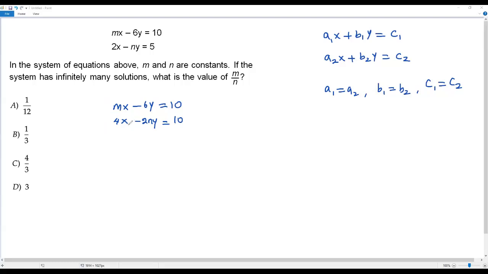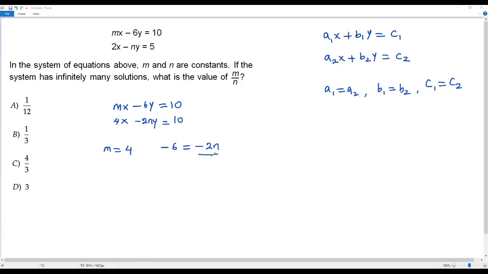So now this system has infinitely many solutions. Both equations must represent the same line, and the coefficient of x in the first equation and the coefficient of x in the second equation must be equal. That is, m must be equal to 4, and the coefficient of y in the first equation and the coefficient of y in the second equation must be equal. Okay, so now we've already solved for m, but we have to solve for n in this equation so that we'll be able to get the value of m over n.